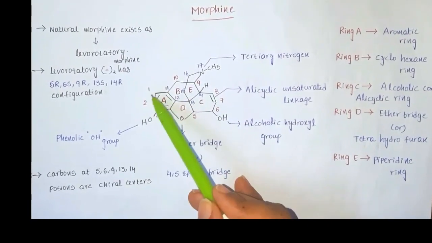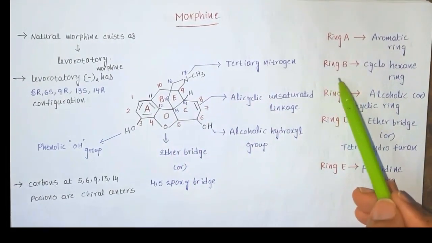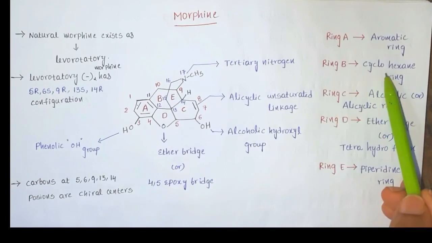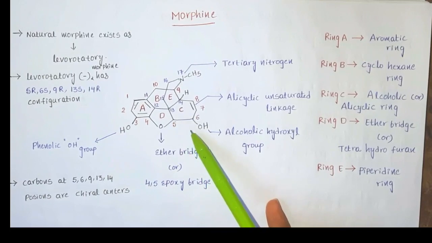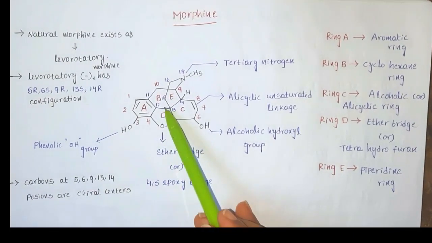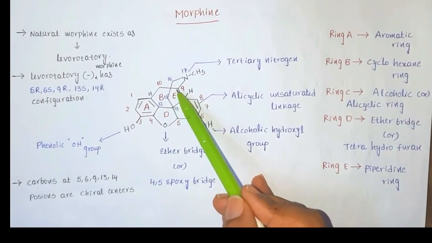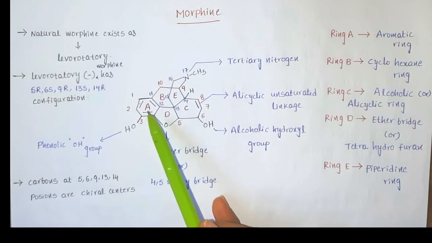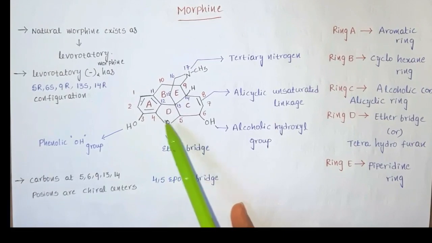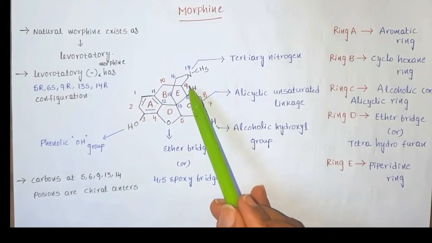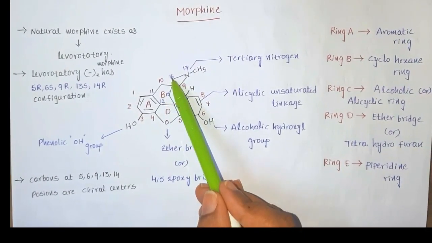Ring A is also called the aromatic ring. Ring B is called the cyclohexane ring. Ring C is called the alcoholic or alicyclic ring. Ring D is called the ether bridge or tetrahydrofuran. Ring E is called the piperidine ring. The numbering starts from the aromatic ring: 1, 2, 3, 4, 5, 6, 7, 8, 9, 10, 11, 12, 13, 14, 15, 16 and 17.